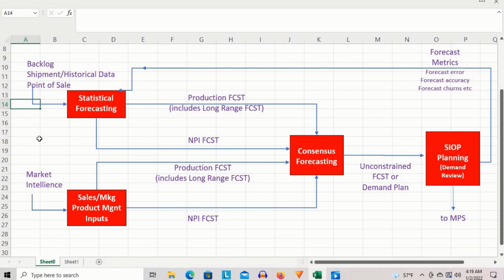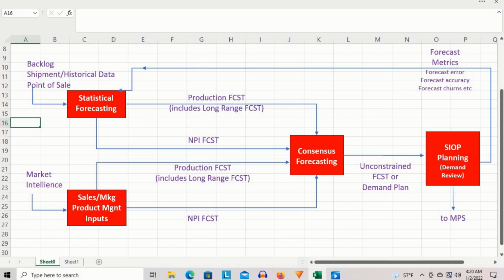So basically, it starts with creating a statistical forecast using backlog or customer orders, shipment or historical data, point of sale data. Okay, so demand planners basically use that information to create statistical forecasts for all the SKUs. They can use any forecasting software, or they can also use a programming language, for example, Python.